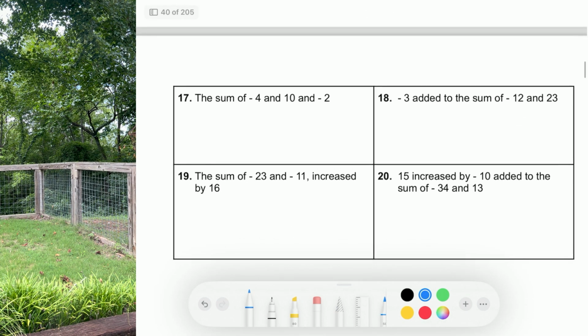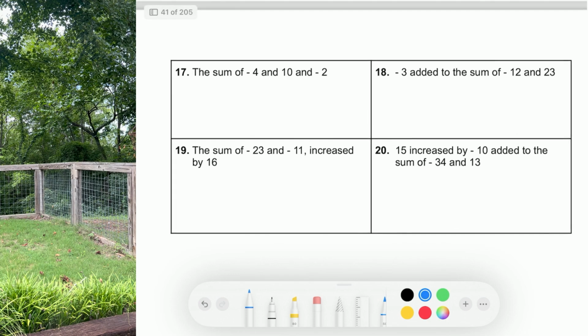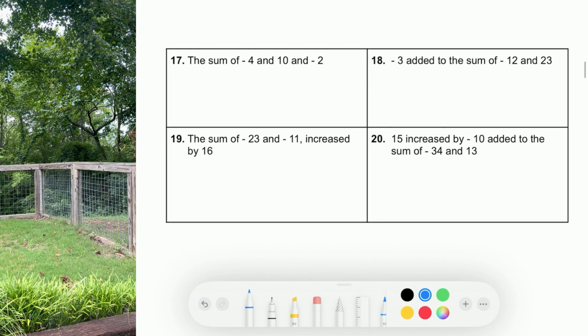All right, here's our last 4 practice problems. These are translating and solving. So number 17 says the sum of negative 4 and 10 and negative 2. Those ands mean addition. So we have negative 4 plus 10 plus negative 2.